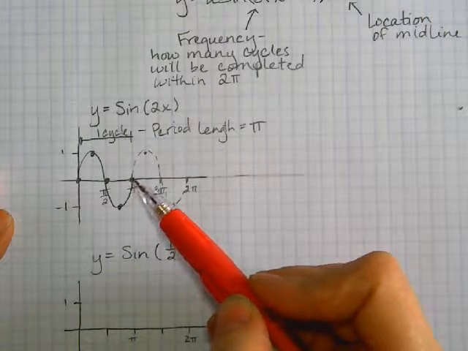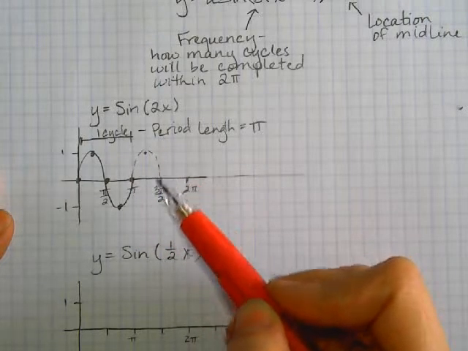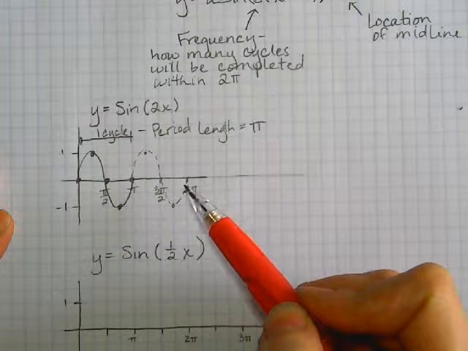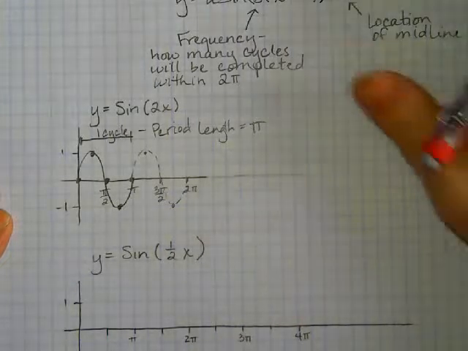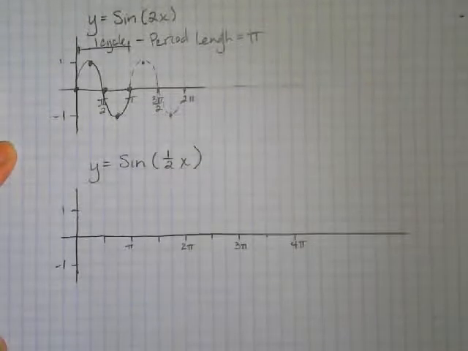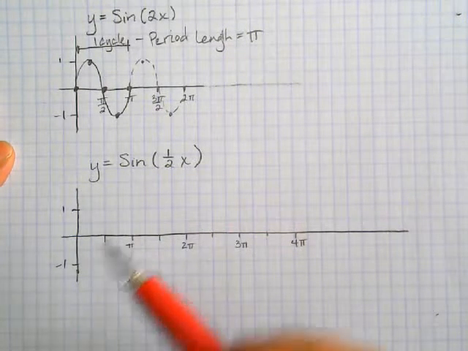So my frequency is 1/2, but the period length is now what? How long does it take to complete one full cycle? 4 pi.